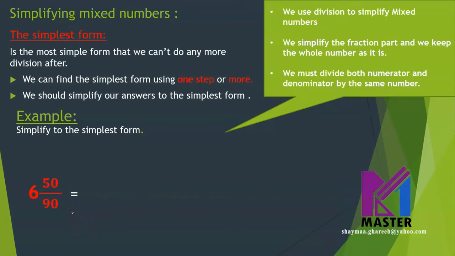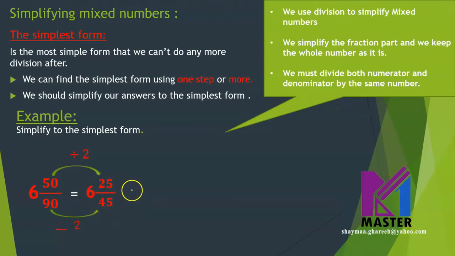So now do you remember how we simplify? Let's start. I will divide up and down by the same number. So I have here 50 and 90, and we said only the fraction part. If I divide it up by 2, then I will divide down by 2 as well. Okay, so 50 divided by 2 equals 25, and 90 divided by 2 equals, yes, 45. So the answer will be 6 and 25 over 45.